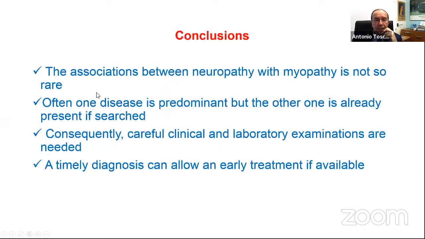Or trifunctional protein deficiency presented with peripheral neuropathy too. So in conclusion, I hope I have been clear because this is a very difficult field. And I would like to conclude saying that neuropathy and myopathy can be together, and this is not so rare. Although sometimes there is a prevalence of one of the two forms, knowing this background, we really need to carefully investigate these disorders, not to neglect one of the two possibilities.